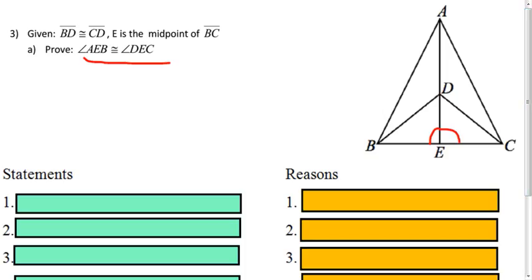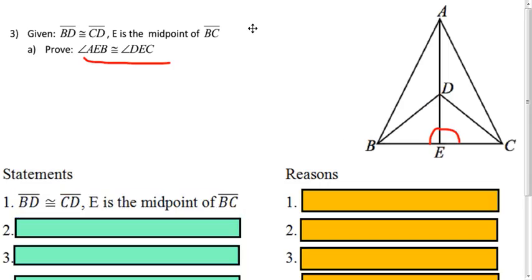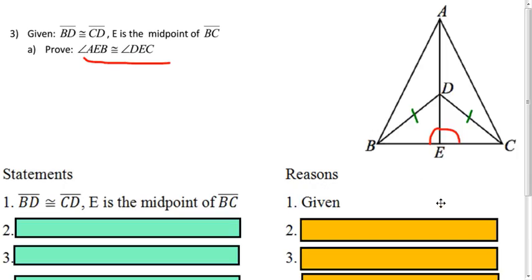So let's see what they give us. See if that'll help us out. They gave us that BD is congruent to CD, and that E is the midpoint of BC. So how does that help us out? Well, we know when we have a midpoint that each half of that segment, those two halves are going to be congruent. They're going to have the same length. So we got to do a little bit more work to show that. But we're going to have these two segments congruent.